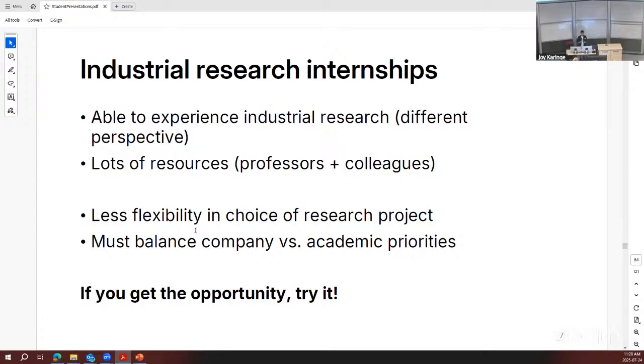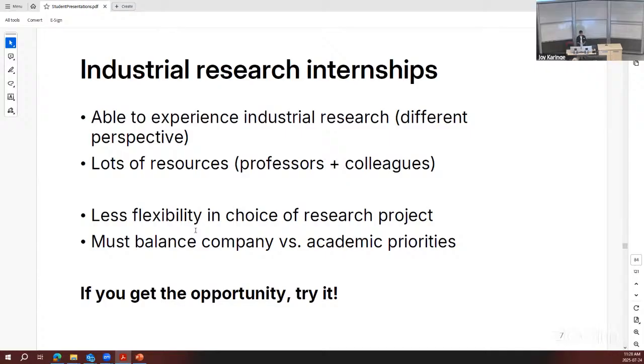You have lots of resources, you have your supervisors as well as additional colleagues. Of course, a bit of a con is that you have less flexibility in your choice of research project, because it's whatever direction the company wants to go. So you have to follow that. And you have to balance company versus academic priorities. For example, I had to sign an NDA. Lots of people in industrial research may not be able to put their project towards a thesis or even a paper. A lot of times it just stays confidential.